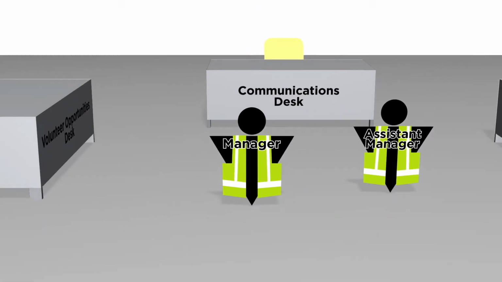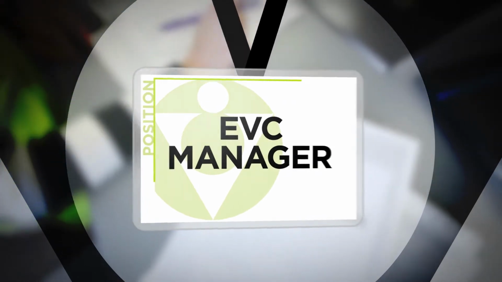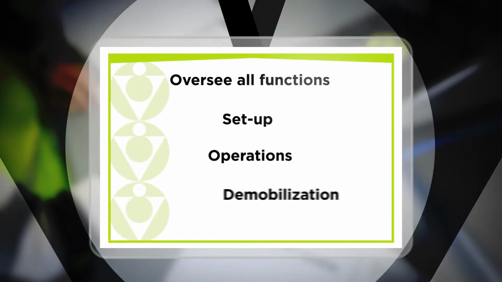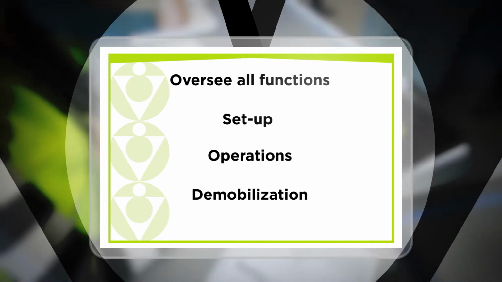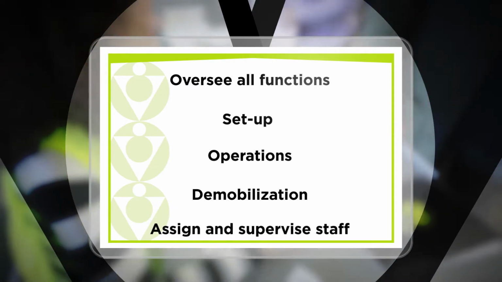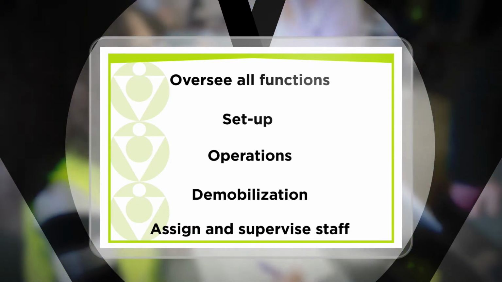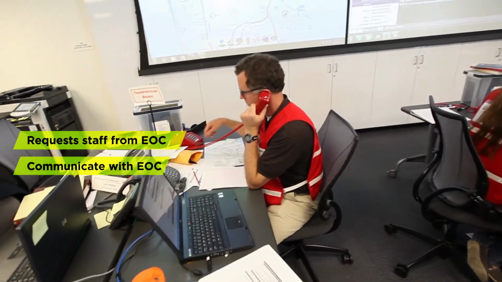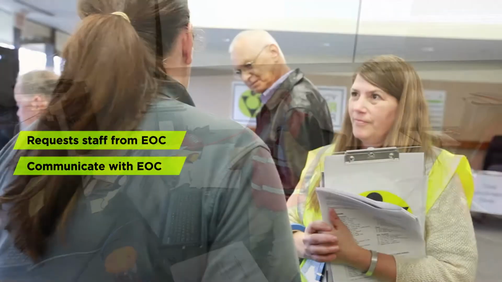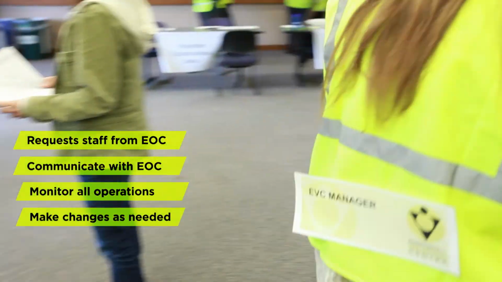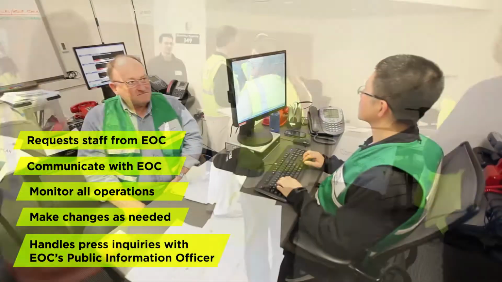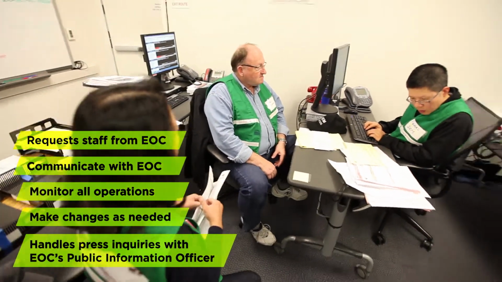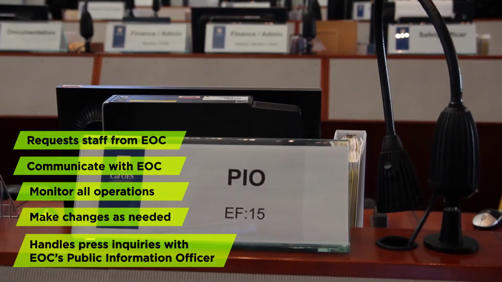The EVC manager is not a station, but moves throughout the EVC to oversee all functions as needed. The manager's responsibilities begin with setup, continue through operations, and even include demobilization of the EVC. They are the ones to assign and supervise lead EVC staff. The EVC manager requests staff or other resources from the EOC. They maintain communication with the EOC and closely monitor all operations, making changes as needed. The manager also handles all press-related inquiries in coordination with EOC's Public Information Officer.